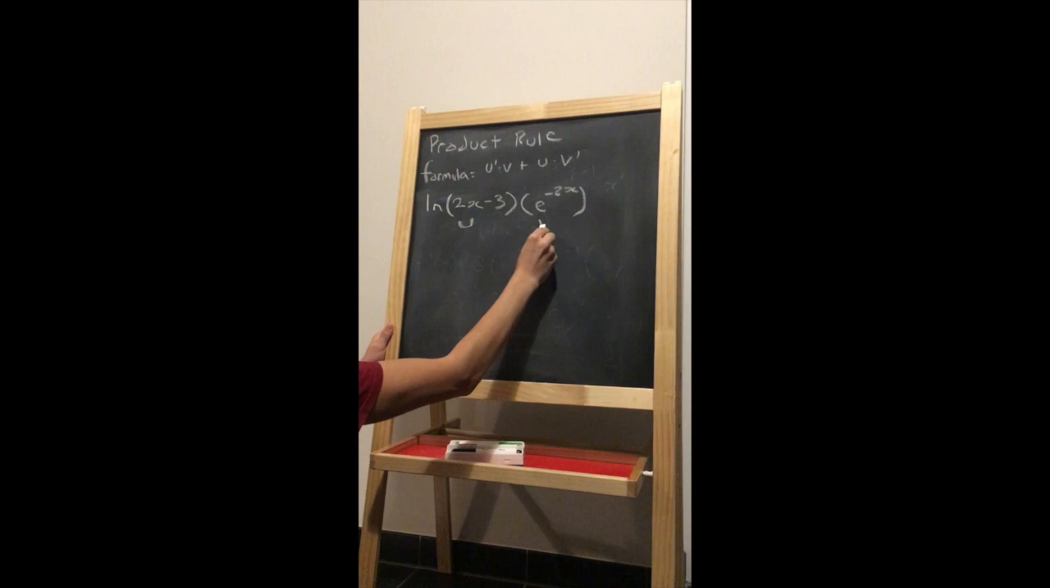Let's jump to the product rule. Its formula is u prime times v plus u times v prime. It is used only if the y or the f of x has two components that are multiplying. So now let's try to solve ln of 2x minus 3 times e to the power of minus 2x. However, ln functions or e exponents do not follow the power rule. They have their own rules.